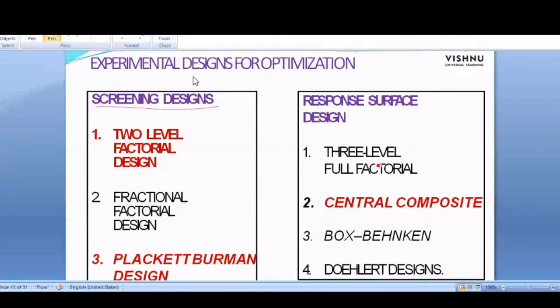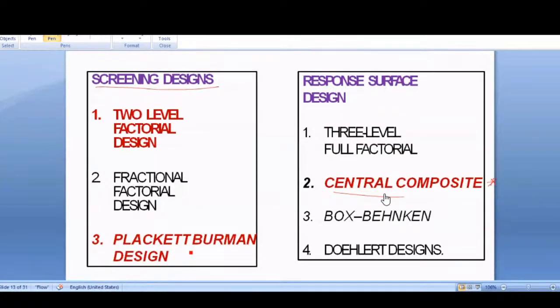So in the response surface design, there are three level full factorial design or central composite design, which is the most used tool for many processes, and the next one is the Box-Behnken model, and like that there is one more model, the Doehlert design. So now we are going to discuss the two level factorial design for screening designs along with the Plackett-Burman design, and in the response surface designs, we are going to see central composite design here.